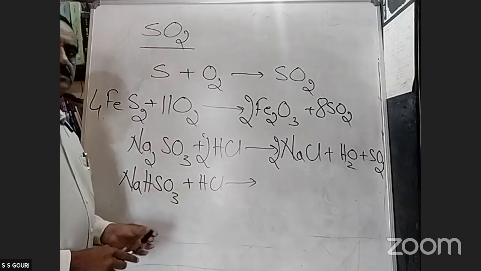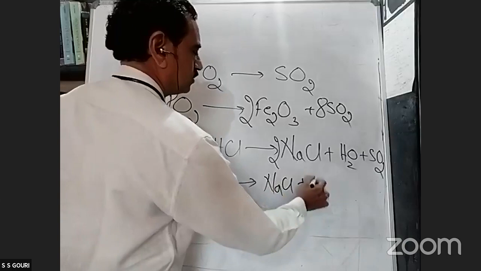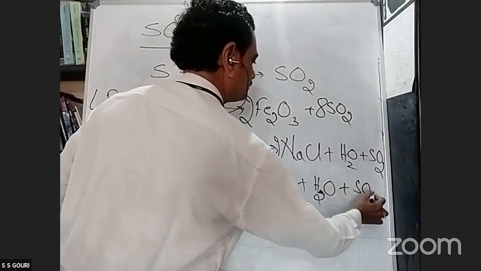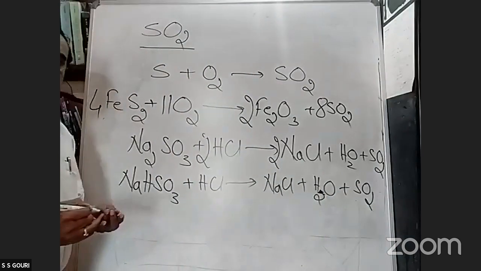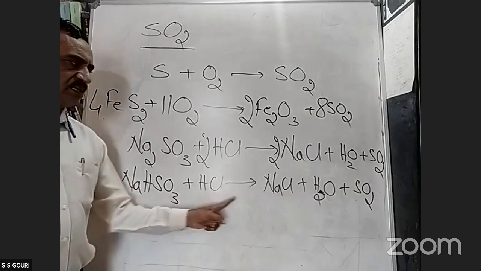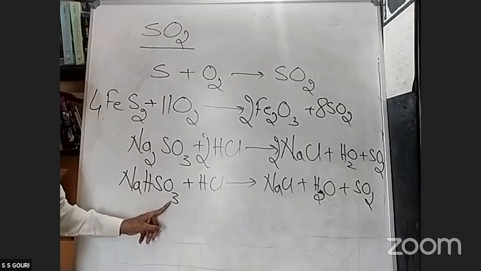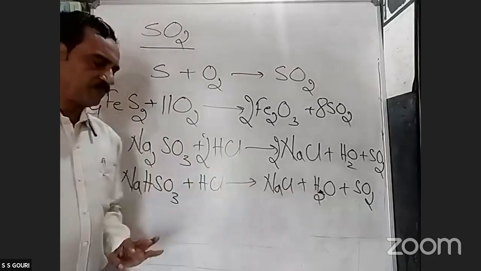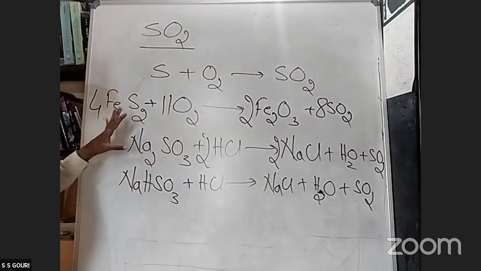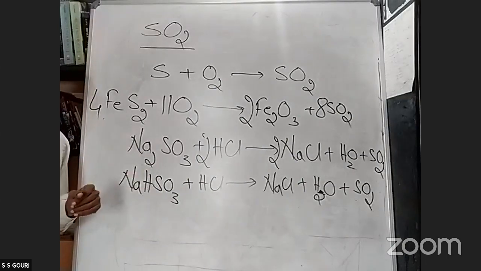When this reacts with HCl, again the same products, that is NaCl plus H2O plus SO2, are formed. And it is already balanced. 1 NaCl is there. H and 1 oxygen from this is H2O. When you remove 1 oxygen, there remains SO2. Okay. You can note these equations. How SO2 can be prepared.